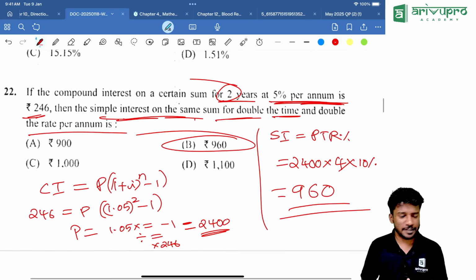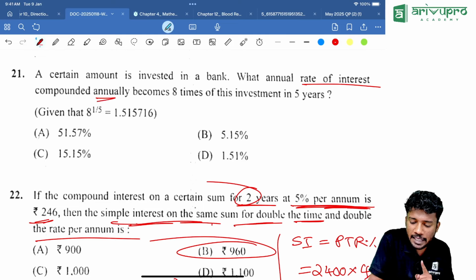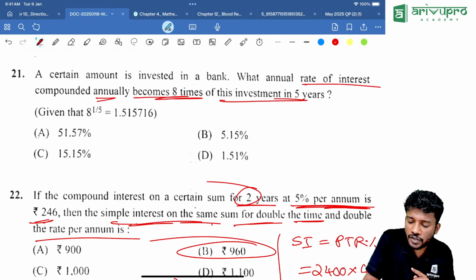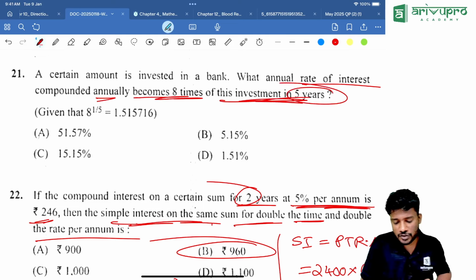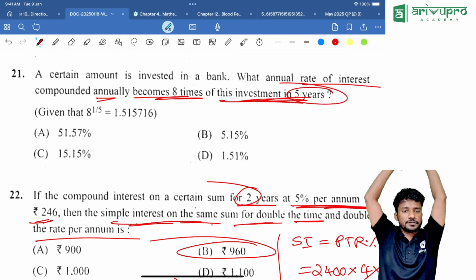Now my question. Till now, how are the questions? Very easy only, right? Direct questions. Whatever we were doing inside the class, the same copy of questions with different values are there. Now solve this for me. A certain amount is invested in a bank. What is the annual rate of interest compounded annually if it becomes 8 times of itself in 5 years? Get me the answer. 8 times of itself.